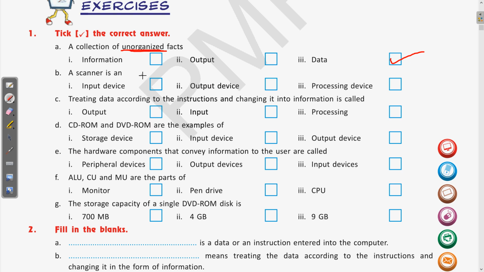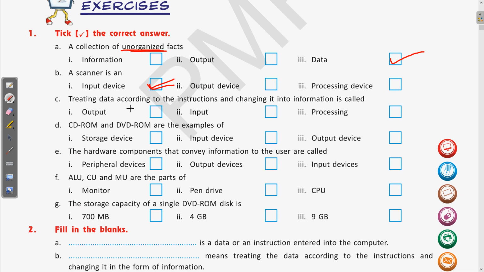Now coming to the next question, a scanner. A scanner is an input device, output device, or a processing device. So is it an output device? I don't think so, because using the scanner, what do you do? Using the scanner, you scan something and give the data to the computer. So whatever device by which you give data to the computer is called an input device. Correct? So the scanner is an input device.